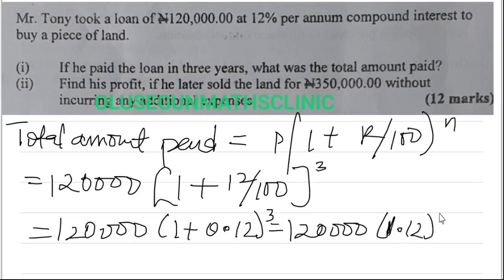So by pressing our calculator, let me press the calculator to get the exact value for the question. So that is 120,000 times 1.12 raised to power 3. Good. So the final answer is 168.